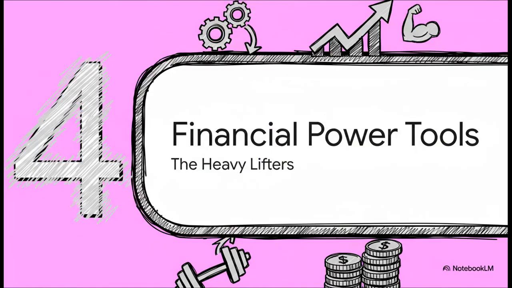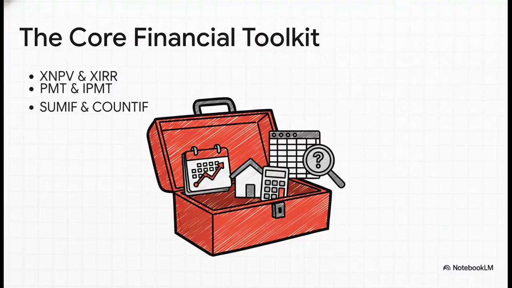Next up, we've got a set of formulas that are, in my opinion, absolutely non-negotiable for anyone who's serious about financial analysis. These are the heavy lifters. This right here is your core financial toolkit. XNPV and XIRR are for getting super accurate valuations. PMT and IPMT are essential for analyzing any kind of debt. And SUMIF and COUNTIF let you do some really powerful analysis based on certain conditions. Mastering these is absolutely crucial.